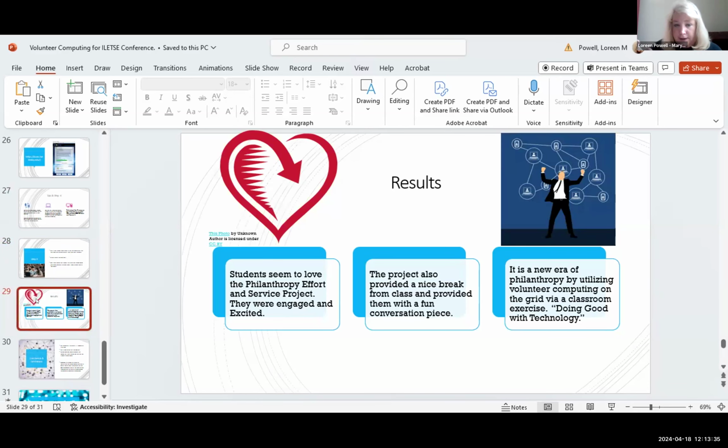So there are a lot of benefits. First and foremost, they tend to love the concept of a service project that doesn't cost them anything, nor does it necessarily cost them their time. It only costs them their computing power and the resources that they have. Again, it's a nice break. Sometimes when you need a break from class, you can do something good. And last but not least, we're showing them a positive way to use technology to do good, rather than just for fun.